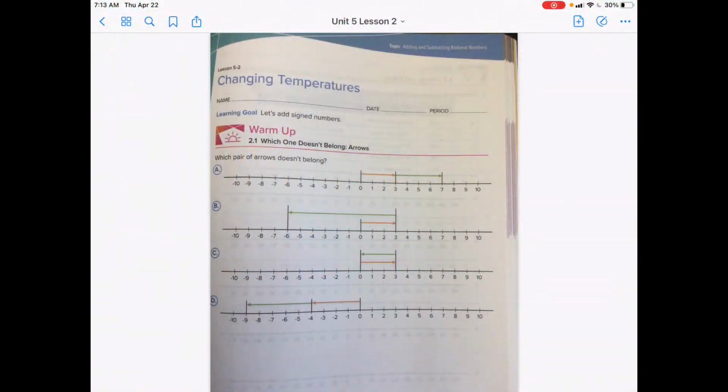Welcome to Unit 5, Lesson 2, Changing Temperatures. Let's go ahead and get started today. We're going to start with our warm-up. Which one doesn't belong? Arrows. So which pair of arrows doesn't belong? I want you to take a moment, look at them all, and figure out which one of these does not belong in this set.